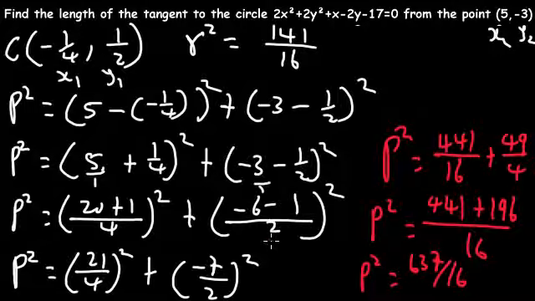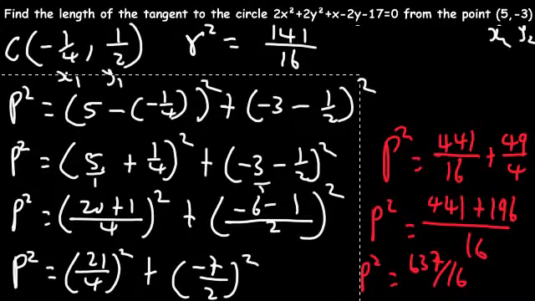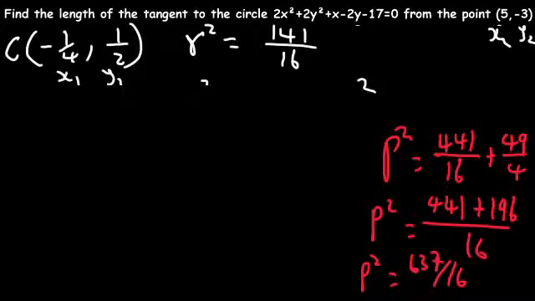With this, we can find t squared, which is the square of the distance, or of the length, of the tangent from that external point (5, negative 3). Once we have t squared, we can take the square root of both sides and have the value of t. Perfect. Since I'm out of space, let me get rid of this.